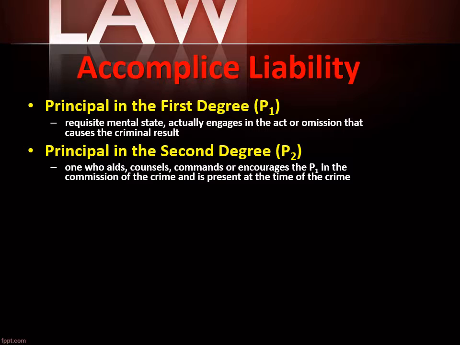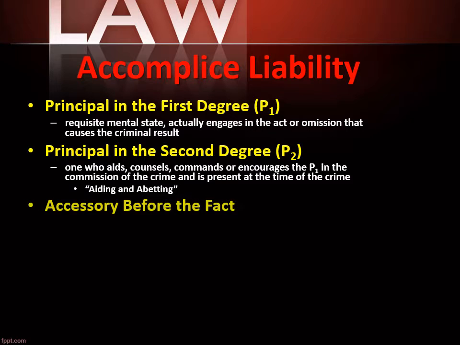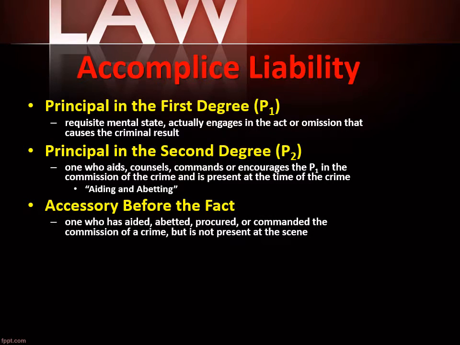The reason why we have to make that distinction is because of the third type. Before we go on, this is the typical, you've heard this, aiding and abetting a criminal, okay? That's P2, principal in the second degree. Now, the reason why we have to distinguish about whether they're present at the time of the crime is because of accessory before the fact. An accessory before the fact is one who aids, abets, procures, or commands the commission of the crime, but is not present at the scene of the crime.